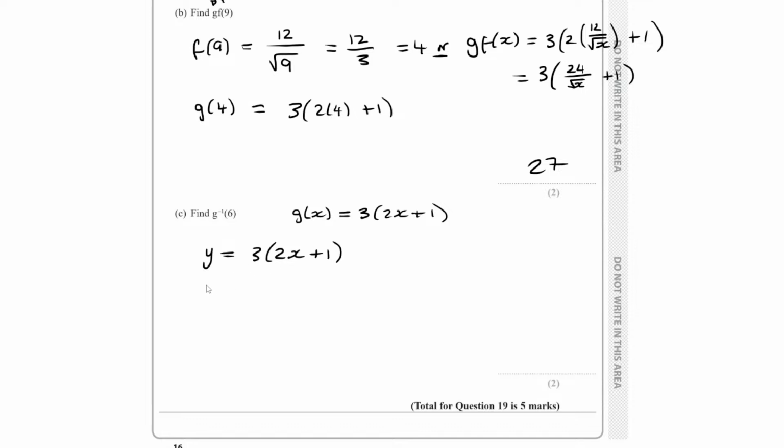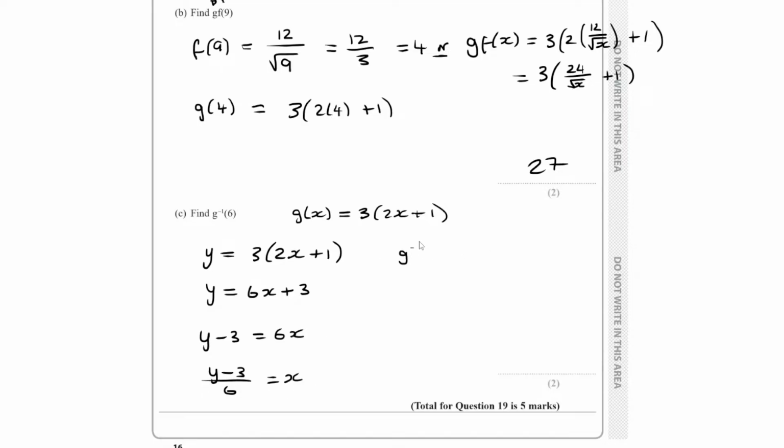So I would probably actually expand this first. I don't think I would divide by 3 and then divide by 2 again, because then you get a double fraction. So I'd probably expand it first and then start rearranging. So obviously minus the 3 and then divide by 6, which equals x. Now you see how now though I do need to swap it. So I'm going to swap it.